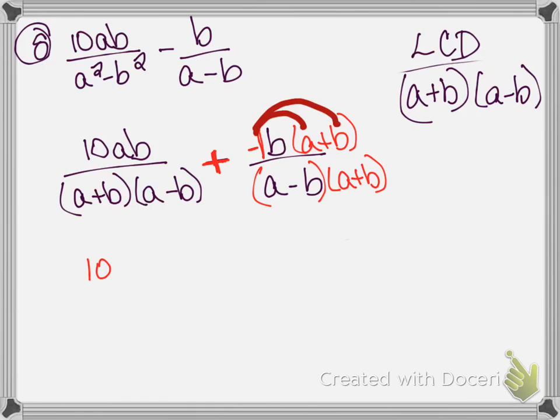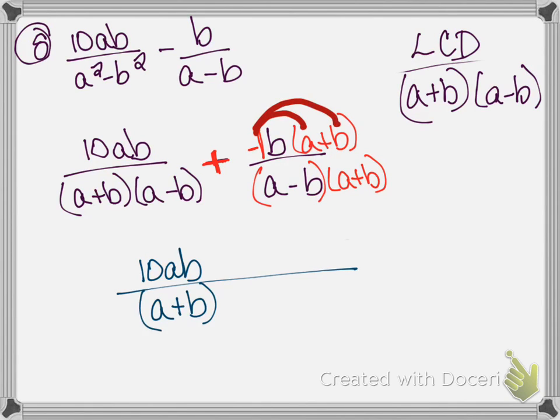So my first rational expression stays 10AB over A plus B, A minus B. But my negative B's got to be distributed. So I have negative 1AB. That's negative 1 times positive 1, because you've got a 1 in front of this A. Then you have B times A. That's how I got that. Negative 1B times B is negative B squared. I got a lot of plus B squareds right there.